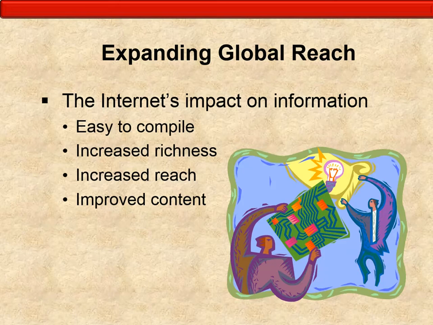Here, the impact on information has made it easy to compile, meaning easy to pull together. Increased richness. Well, instead of having one source of information, I can now have multiple, so I can see multiple points of view. If you remember from last week, for executive information systems, on the dashboards, having multiple points of view was called slice and dice. See how it all nicely ties back together?